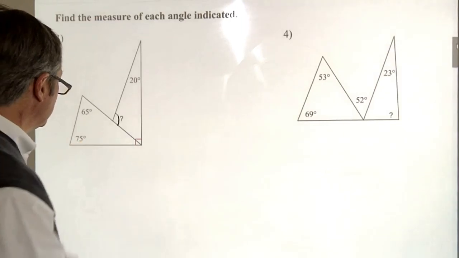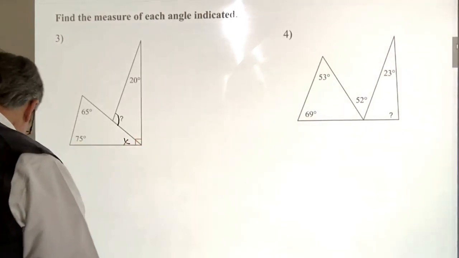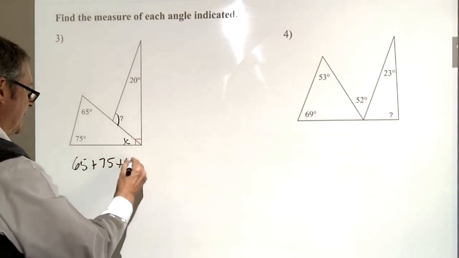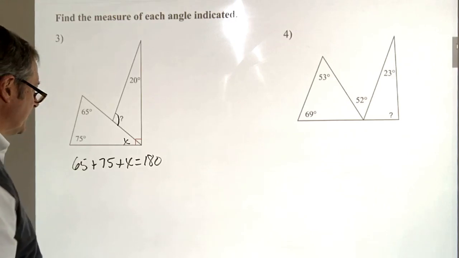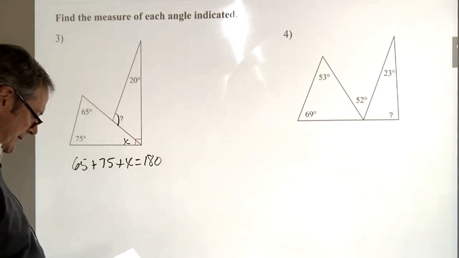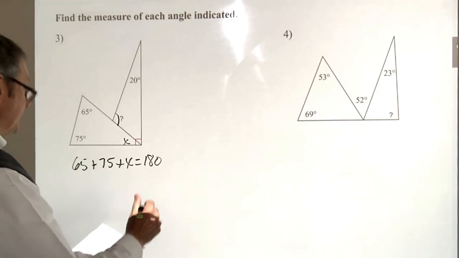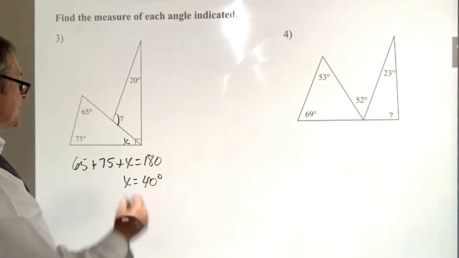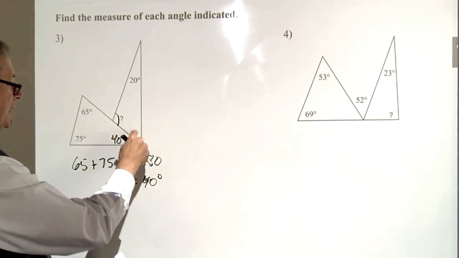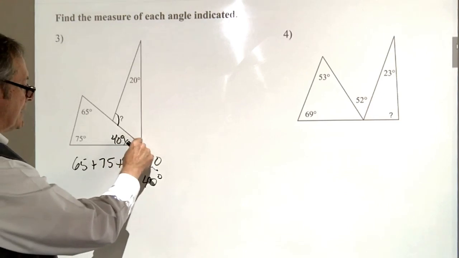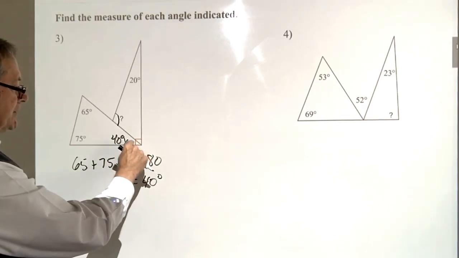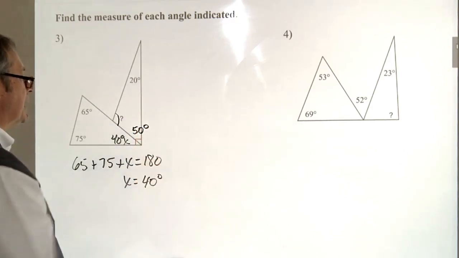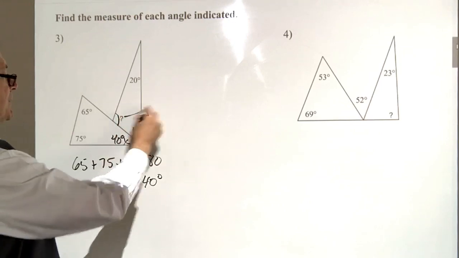We know these two angles, so let's call that one X. We know that 65 plus 75 plus that angle X equals 180. So if we add 65 and 75 and subtract from 180, we get that X is equal to 40 degrees. All right, so if that's 40 degrees, how do we know what this angle is? Well, the fact that this forms a right angle gives us the clue, because if this part of the right angle is 40, that part's got to be 50.